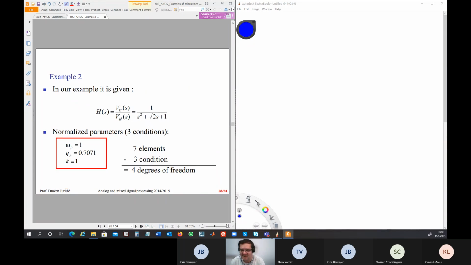Now we have the example of a Butterworth filter, and this Butterworth filter has three conditions: K, Qp, and omega p. So these three parameters of these three conditions are here. Now we have 7 elements, and then we have 4 degrees of freedom.